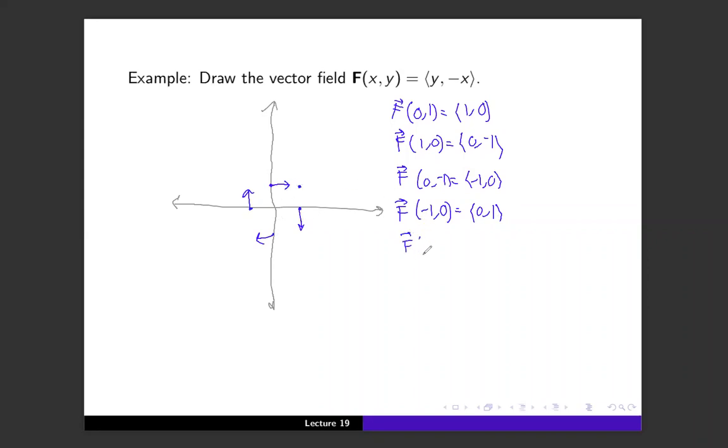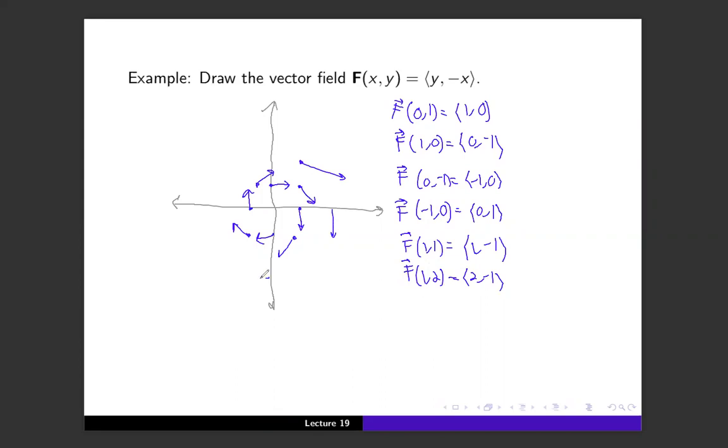If you want to talk about f of (1, 1), that would be the vector (1, -1), which would be pointing down in this direction. So we're seeing at this point that this vector field, and you can keep on going. What if you want to talk about f of, let's say, (1, 2)? Well, that's going to be (2, -1). So if you're up here at the point (1, 2), that's going to be (2, -1), which is going down here like that.